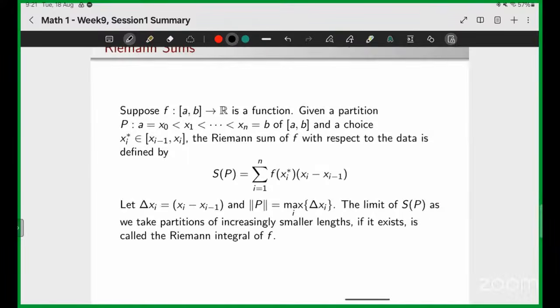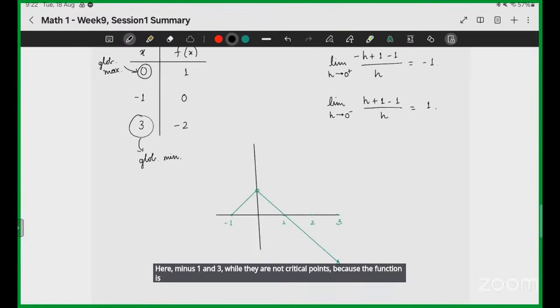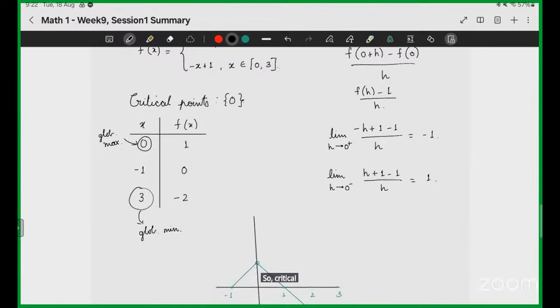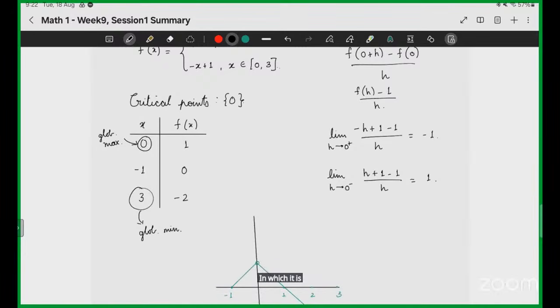Excuse me, sir, here -1 and 3, why are they not critical points? Because the function is not differentiable there, so they could be treated as critical points. But we usually just call interior points critical points. We like to have a neighborhood in which the function is defined. So this is the convention that is followed in the course, and we'll stick to that.